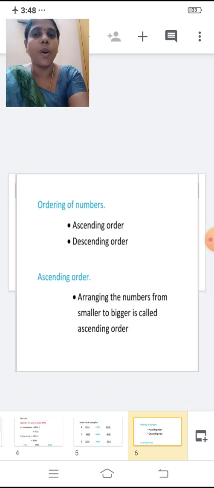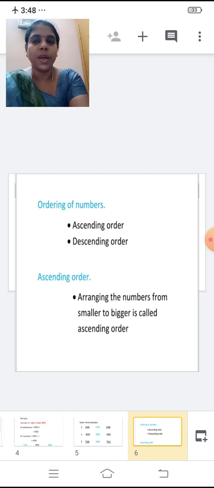Next, we'll see the ordering of numbers. What we are going to see now? Ordering of numbers. What do you mean by ordering of numbers? We can arrange the numbers in any order. That means ascending order or descending order. Now we'll see first ascending order.